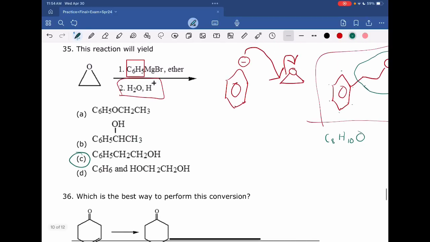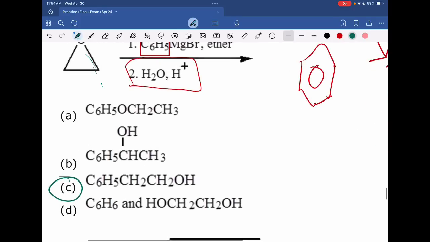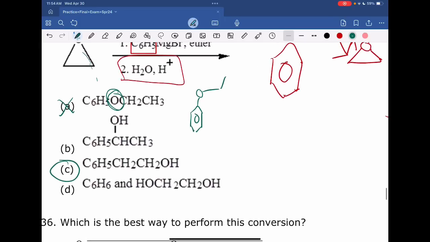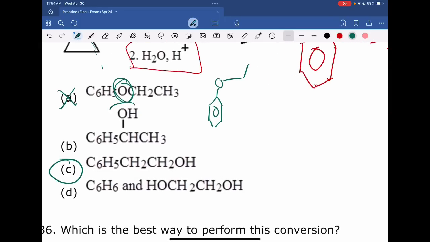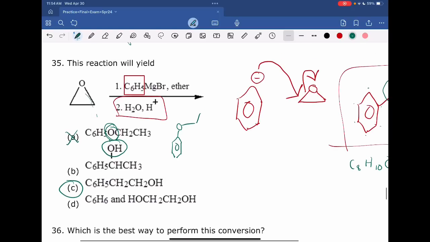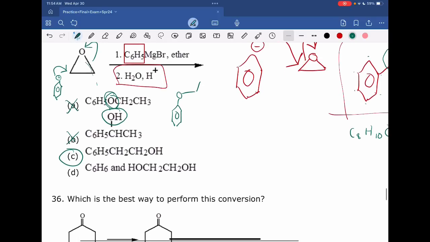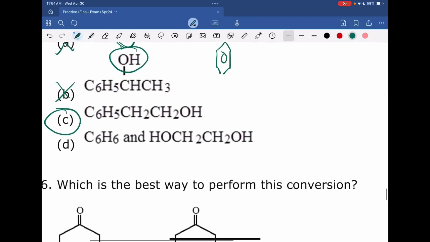And these wouldn't make sense because this is an ether, this is saying that you have this, which doesn't make sense. This is saying that the ring opened the other way, essentially. That even though you attack it with the ring this way, we know that it has to open this way, but they're opening it this way, which doesn't make sense. So B is wrong because of that. And D is just giving you two different products, and this wouldn't make sense.